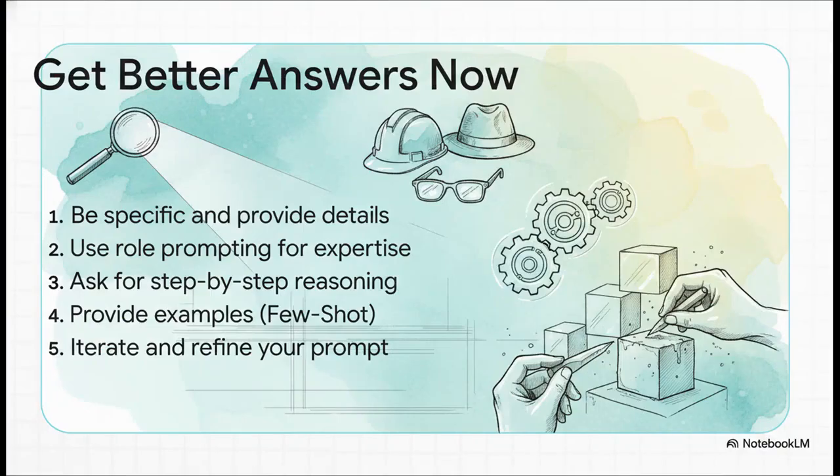So let's just flip that around. Here is your cheat sheet for getting great results every single time. Be specific, provide details, use role prompting for expert answers. For those tricky tasks, ask the AI to think step by step. Give it examples. And finally, always be ready to tweak and refine your prompt. That right there is the path to becoming a pro.